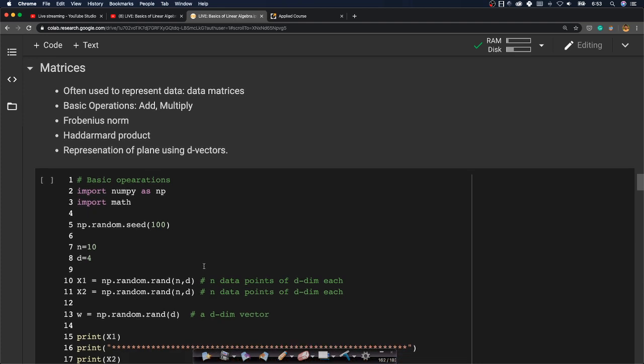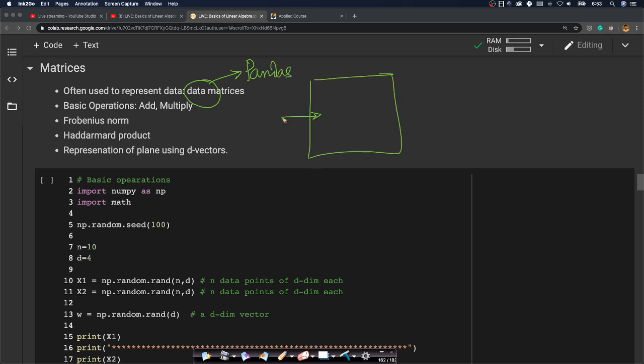Cool. And matrices are used a lot to represent data matrices, just like our pandas. If you recall, in pandas, we represent everything like a matrix where each row represents an object and each column represents a feature, if you recall, right? Again, if you don't know this, that's okay. We'll cover this in the future sessions also.